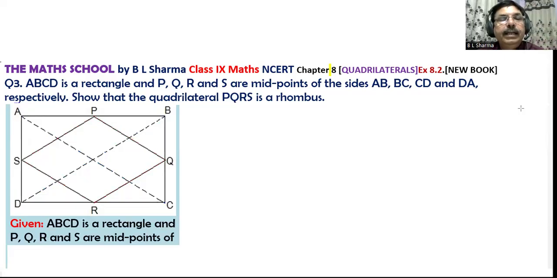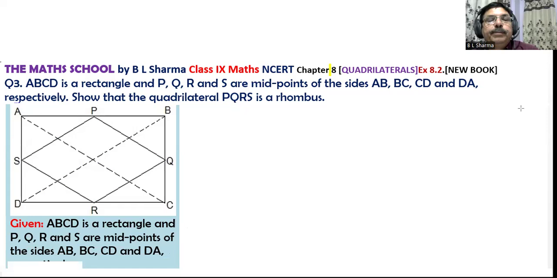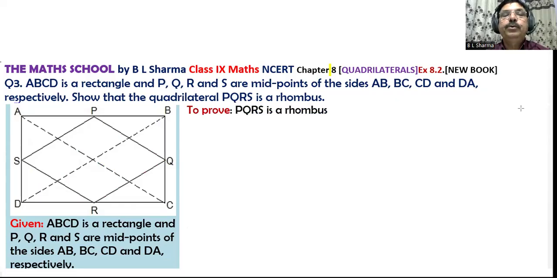ABCD is a rectangle and P, Q, R, and S are midpoints of sides AB, BC, CD, and DA respectively. To prove that PQRS is a rhombus. How to prove? Diagonal AC is equal to diagonal BD. We know that diagonals of a rectangle are equal.